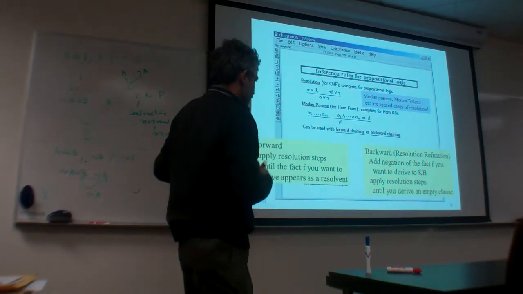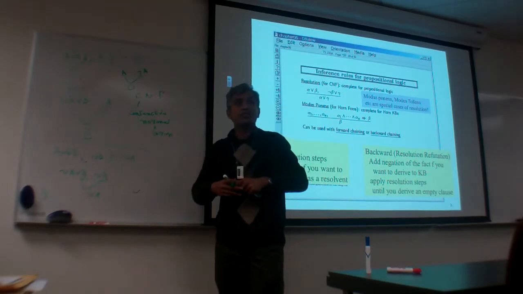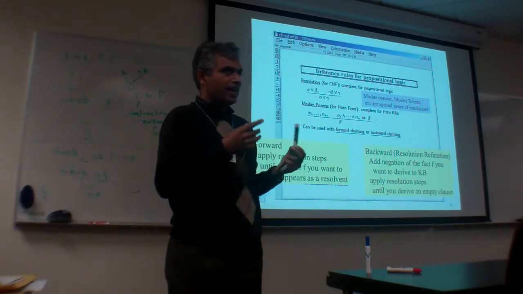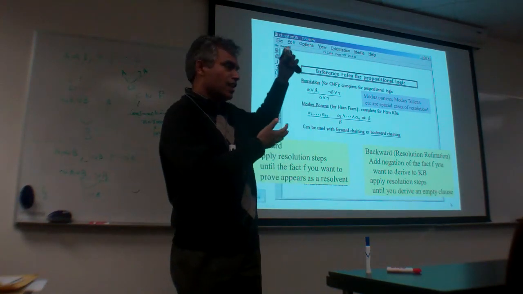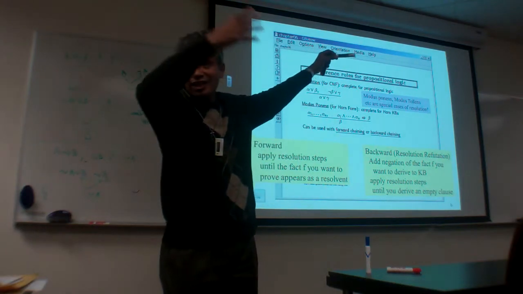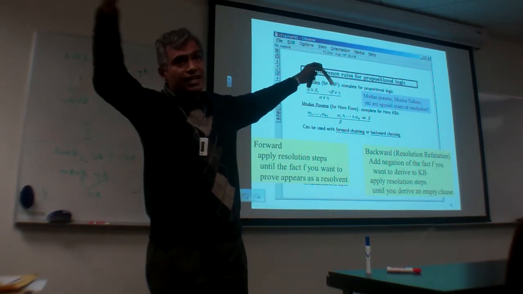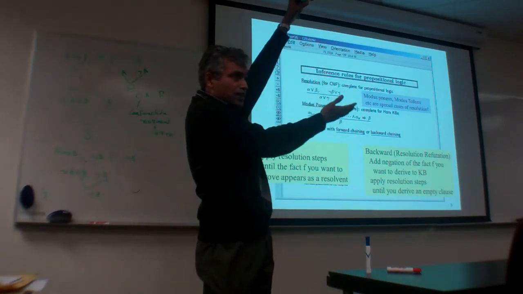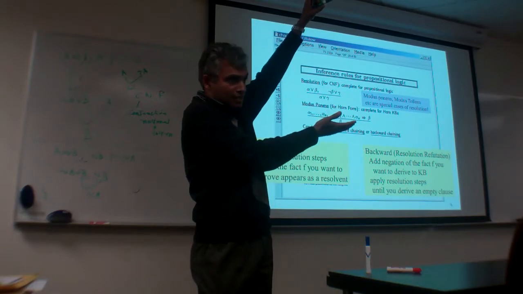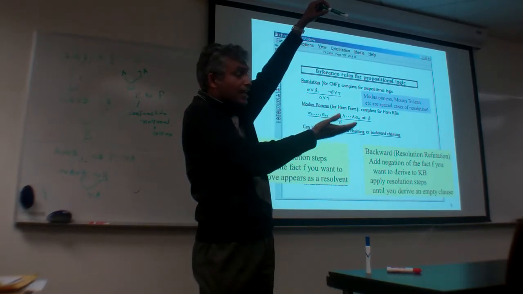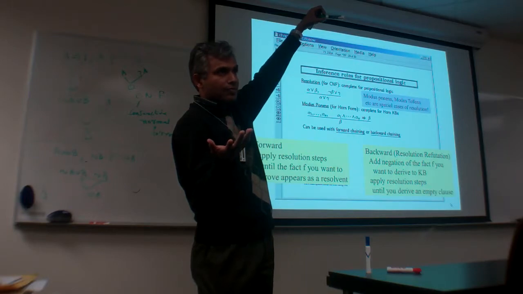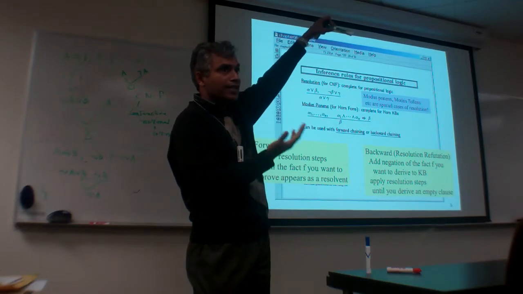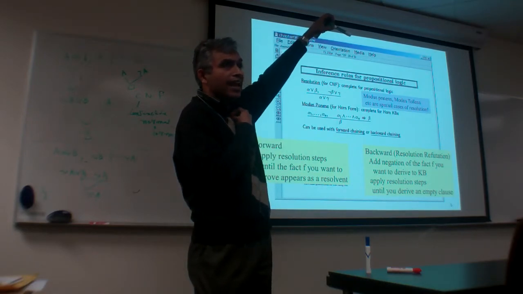Now here is an interesting question. What if my original knowledge base was already inconsistent? The intuitive idea here is the knowledge base itself was okay, and you're trying to prove that the knowledge base entails alpha, entails beta. So you negated beta, added it to the knowledge base, you have a new knowledge base called KB plus not beta, and then you are able to get an empty clause. What if the knowledge base itself was already inconsistent? That means my knowledge base is A and not A.